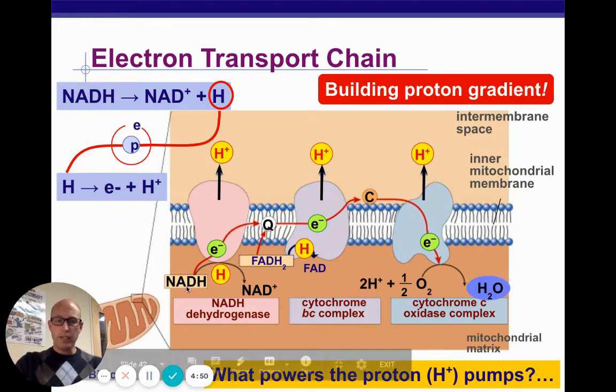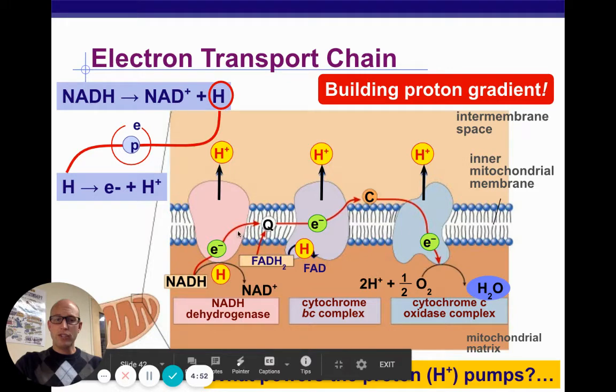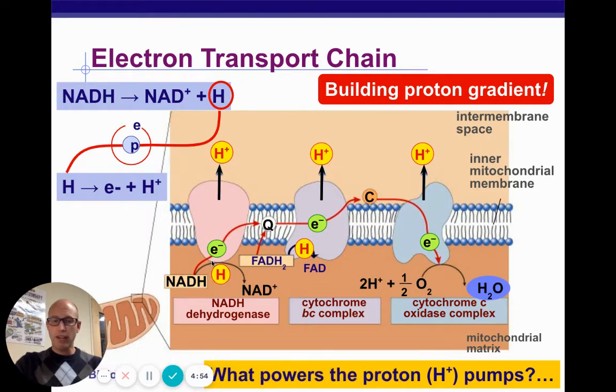And watch what happens in the electron transport chain. The electron gets passed through the chain. Follow the green electron. It gets passed from one thing to the other. And who's one of the most electronegative, electron-wanting things?